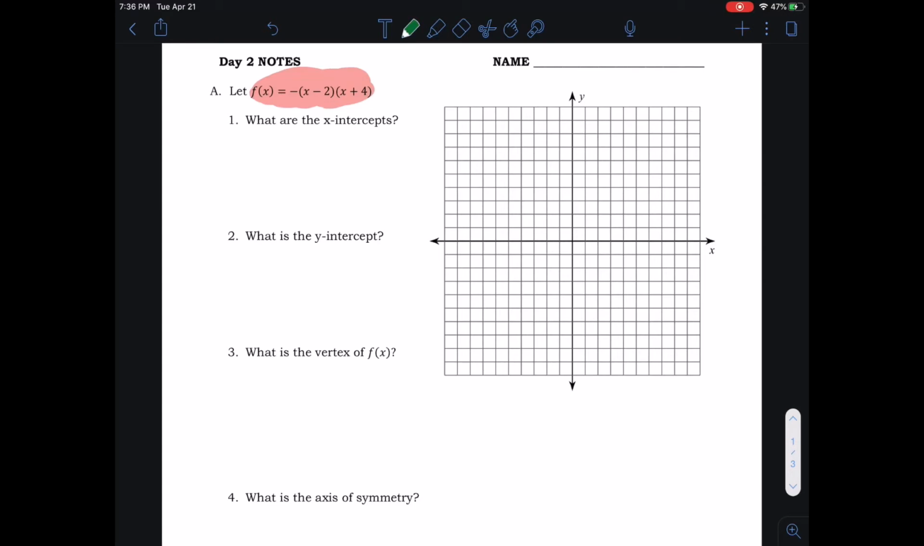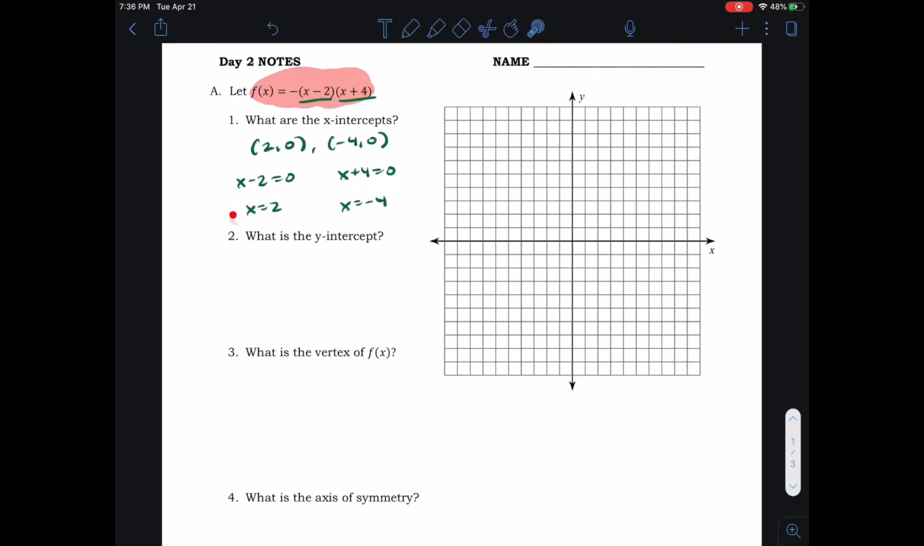So what are the x-intercepts? One of my factors is x minus 2. So I know my x-intercept will be 2, 0. I have another factor that's x plus 4, which means my other x-intercept should be -4, 0. If you ever forget whether the x-intercept is 2 or -2, another way you can do this is by setting each factor equal to 0, and then just solving for x. x equals 2 and x equals -4.